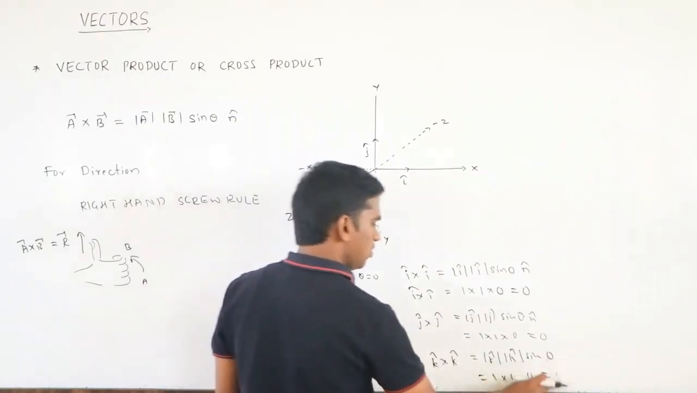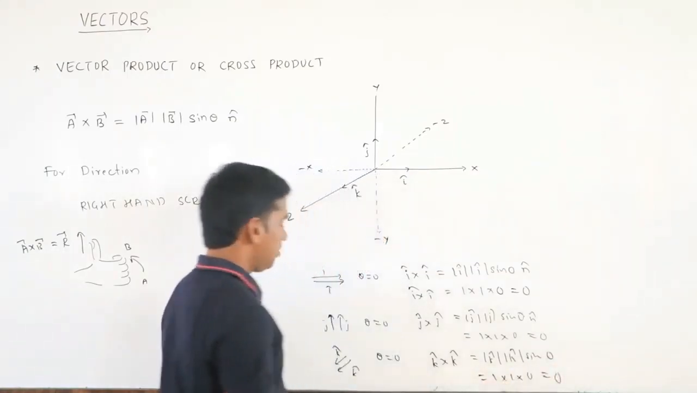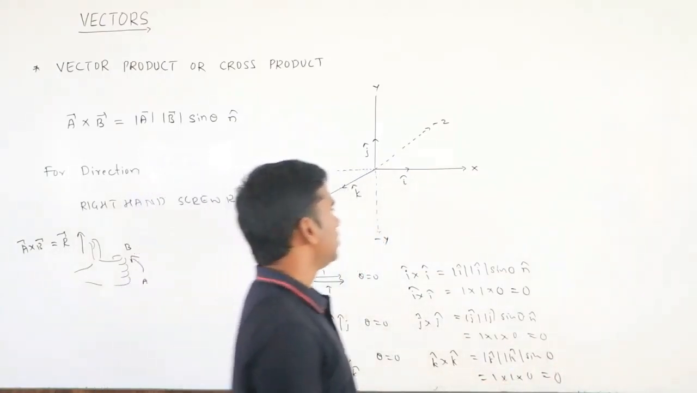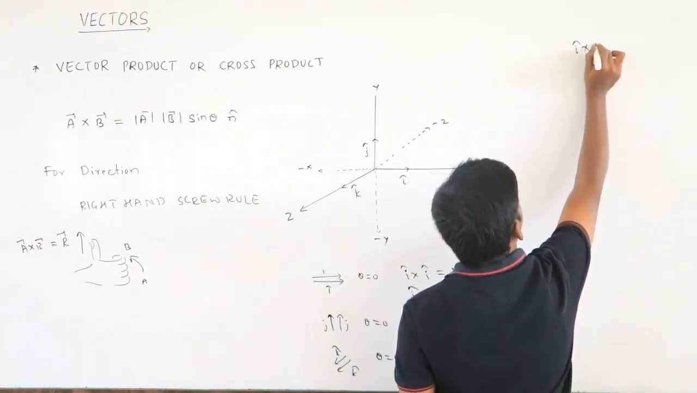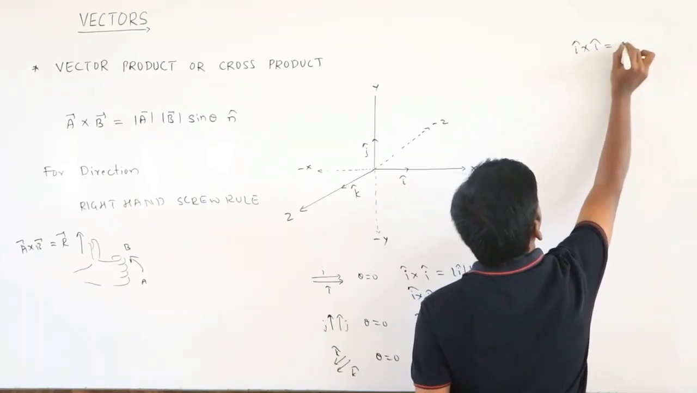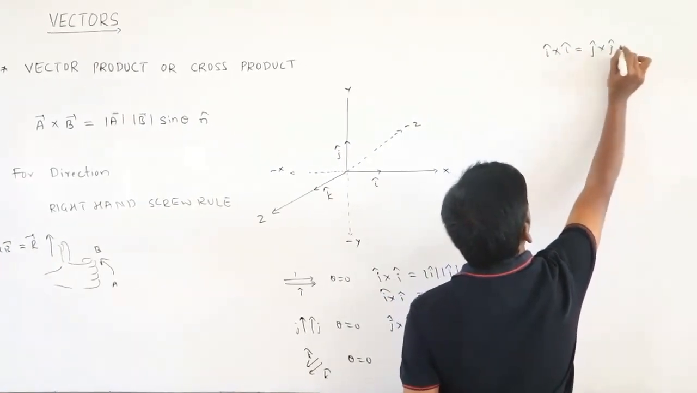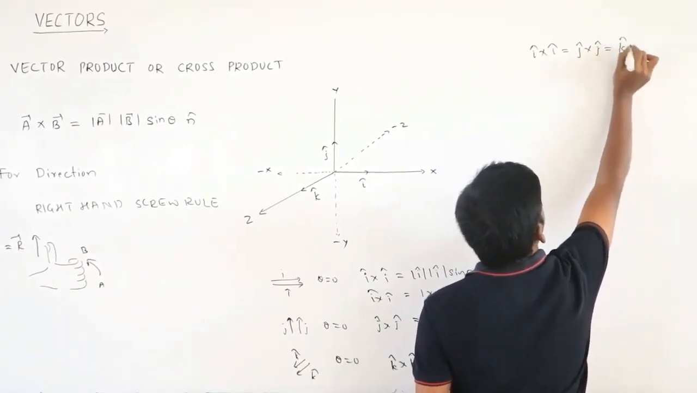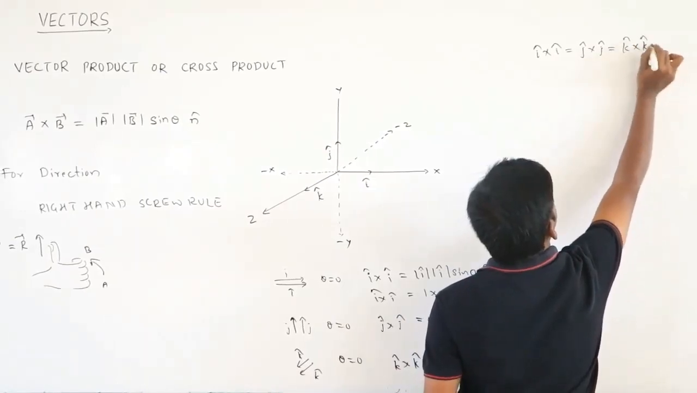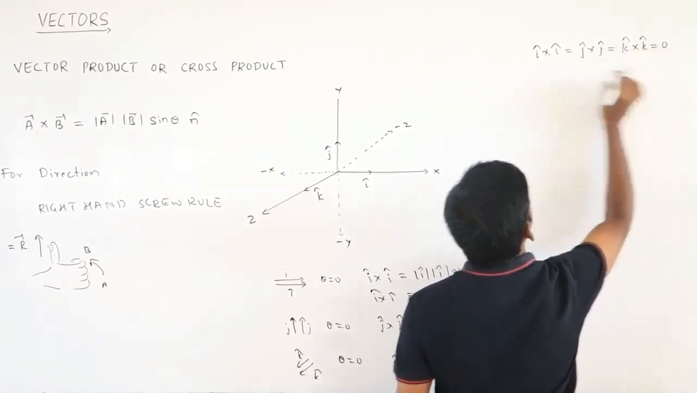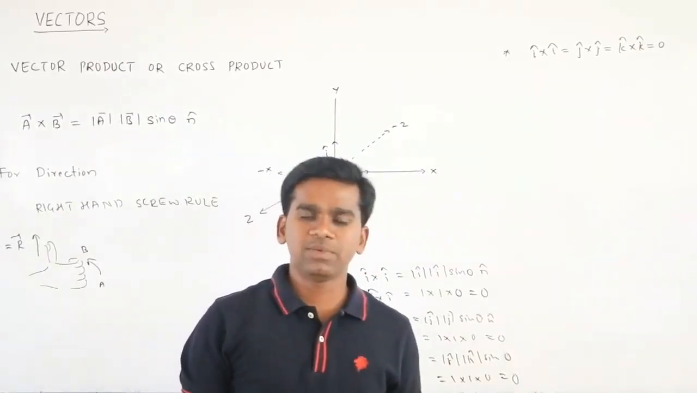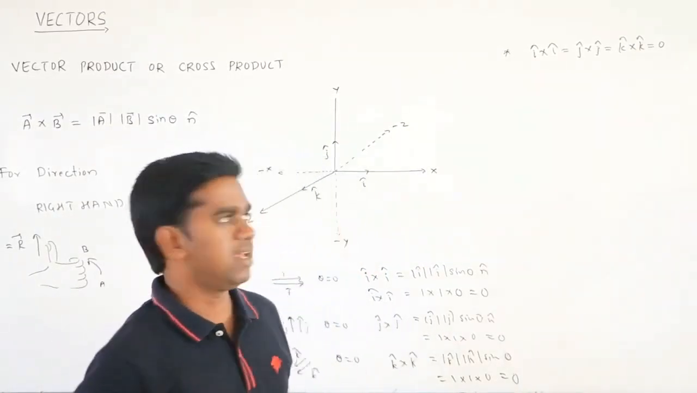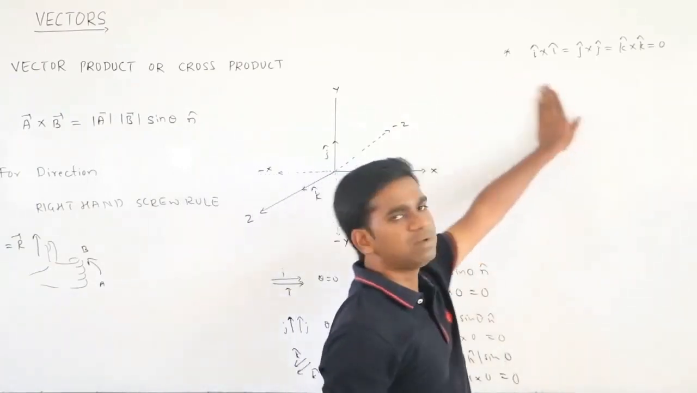So we got an important result. i cap cross i cap is equal to j cap cross j cap, equal to k cap cross k cap, equal to 0. Very important result.